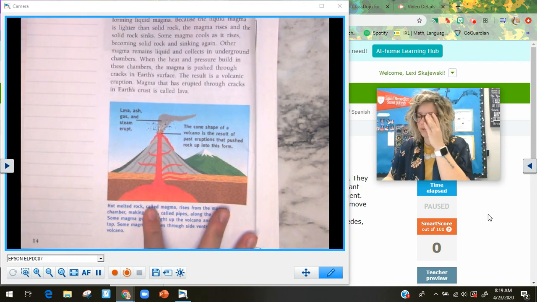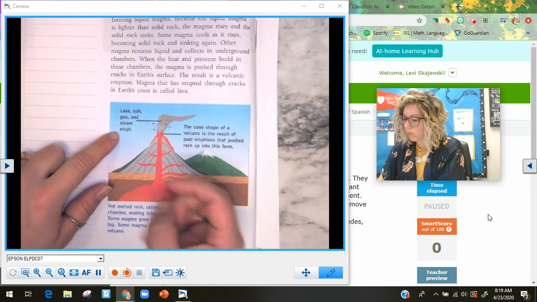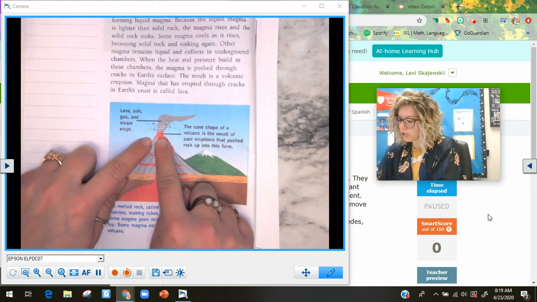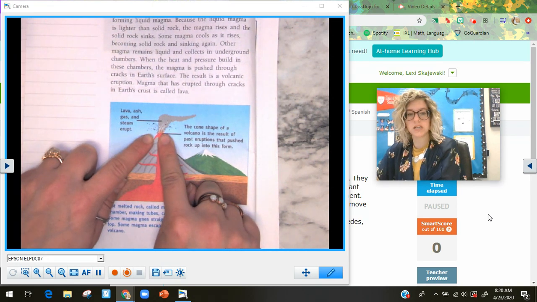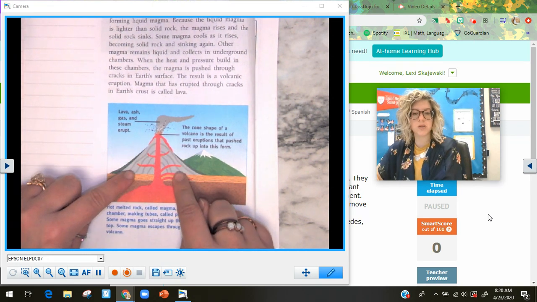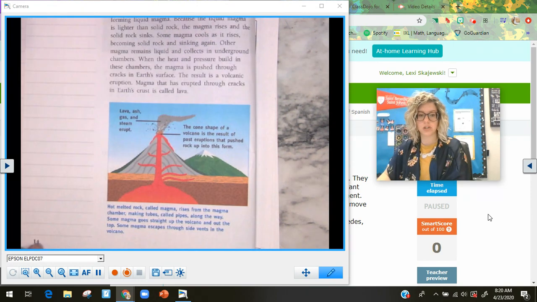Here's a little graphic too. You can look at this. So here's the lava and the ash, gas, and steam when it erupts. And the cone shape of the volcano is the result of past eruptions that have pushed rock up into this form. So as it has erupted over the years, it's gotten smaller and smaller until now it's got this cone shape.